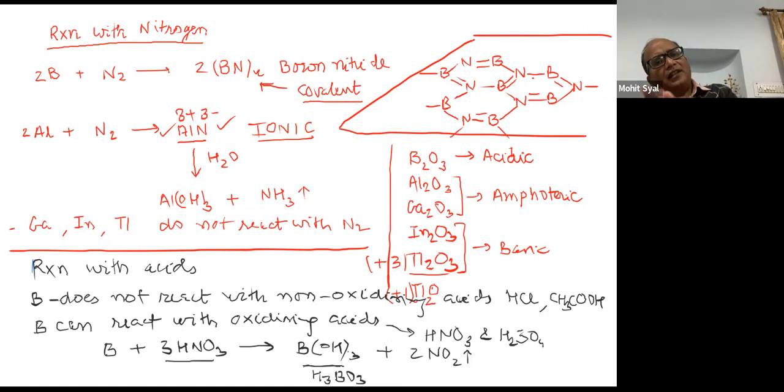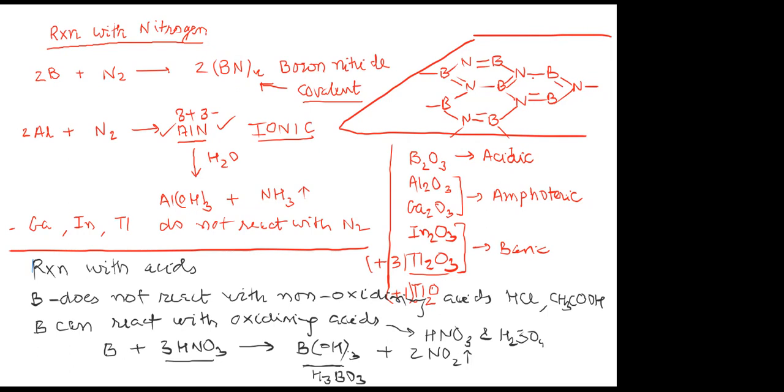The sheets are there, they can slide on one another, but it is inorganic graphite because it is not made up of carbon, it is made up of boron and nitrogen. Clear, Fatima?